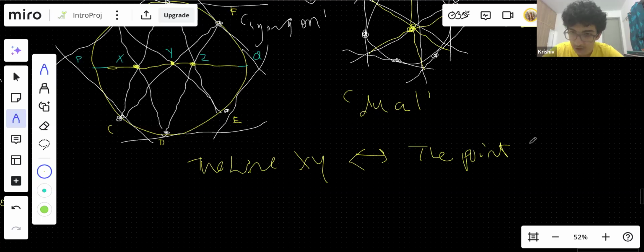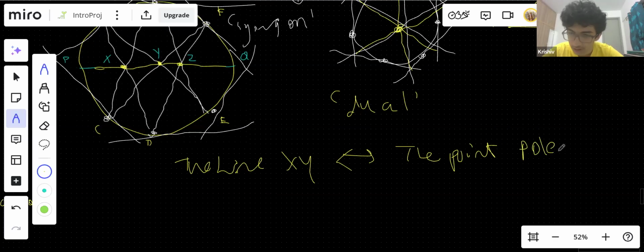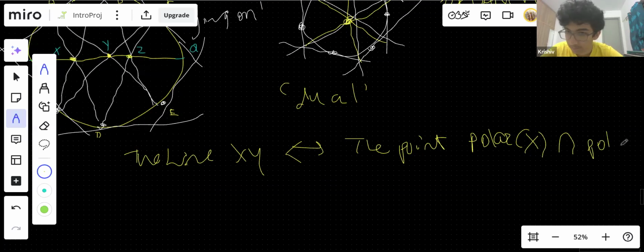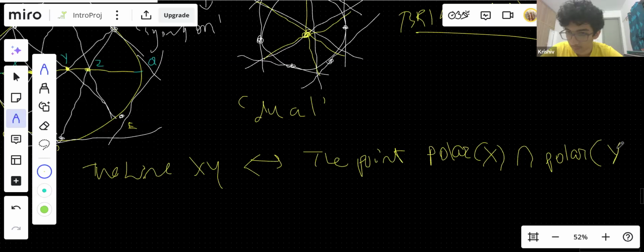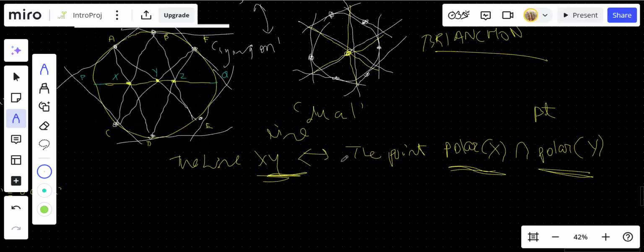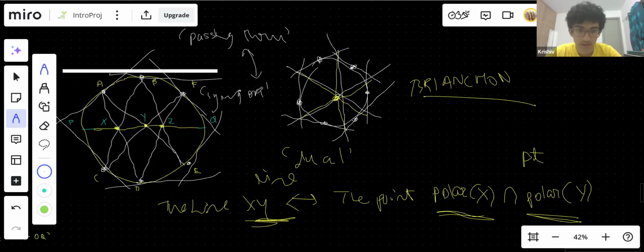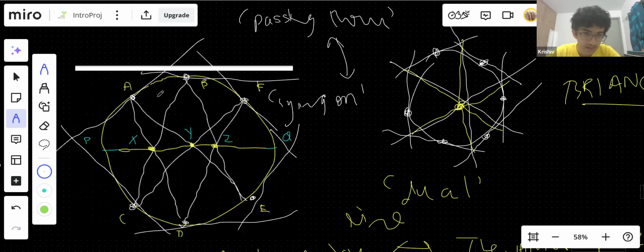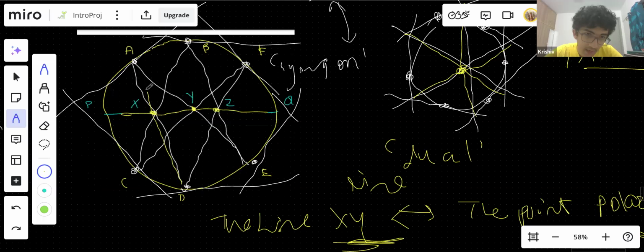that is the intersection of polar of X and polar of Y. Does this make sense? XY gets swapped with polar of X intersected with polar of Y. This is a point. This is a line. Okay, got it. So this line AD becomes the polar of A intersected with the polar of D, right?